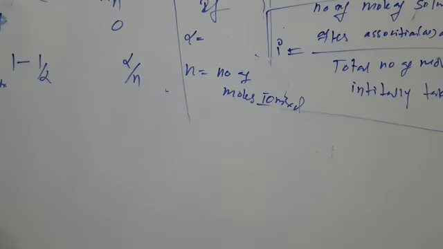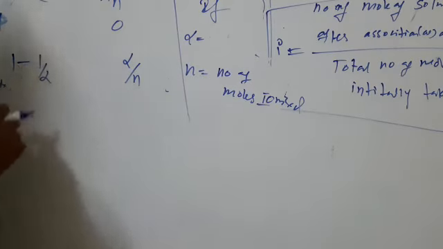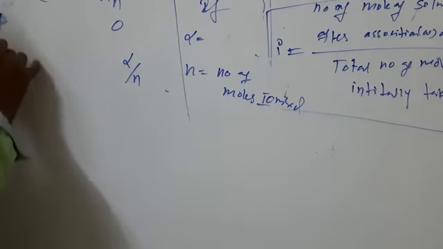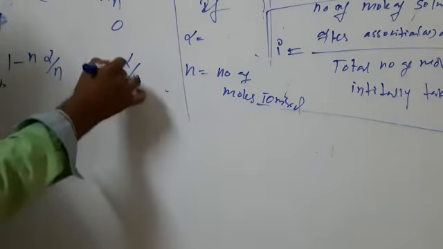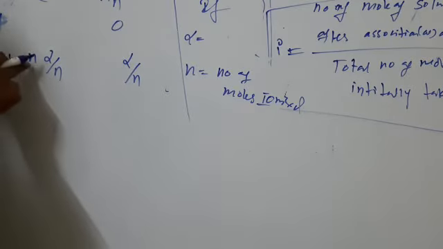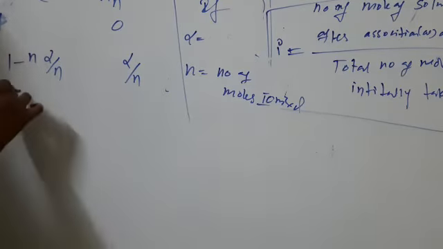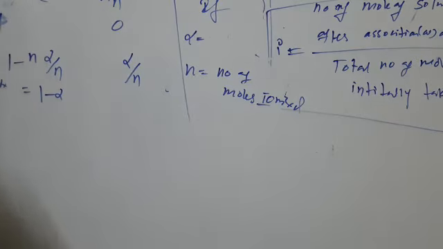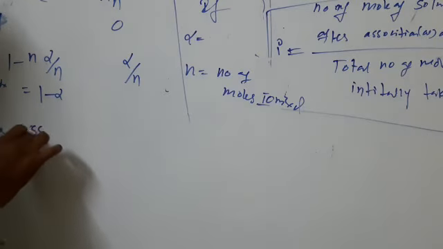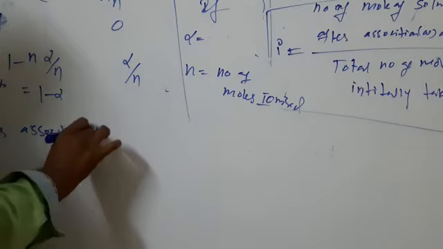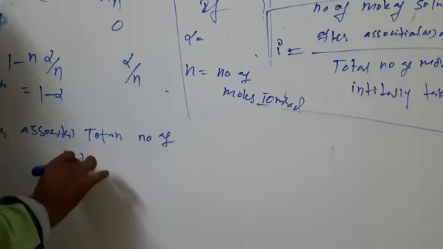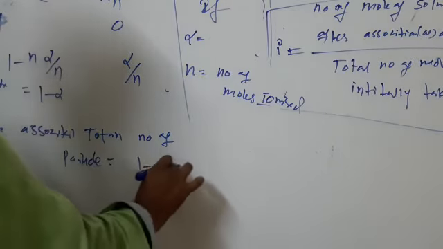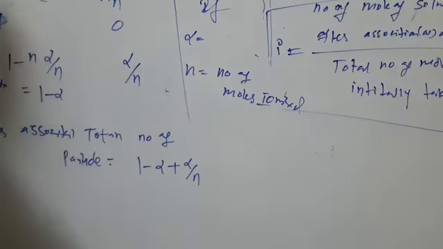So if you see for association, n times alpha by n is formed. So for 1 mole, alpha by n is formed. For n moles, n into alpha by n associate from 1. So from this, 1 minus alpha remains. After association, the total number of particles is 1 minus alpha plus alpha by n.